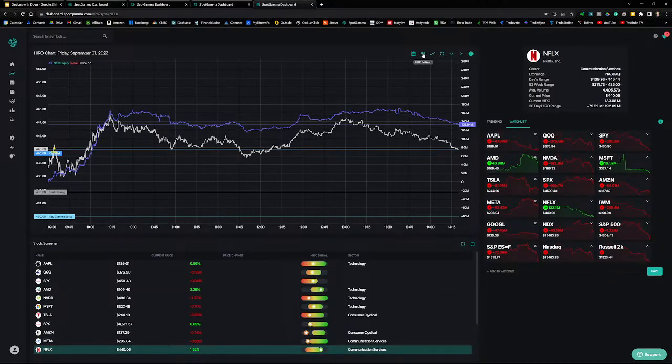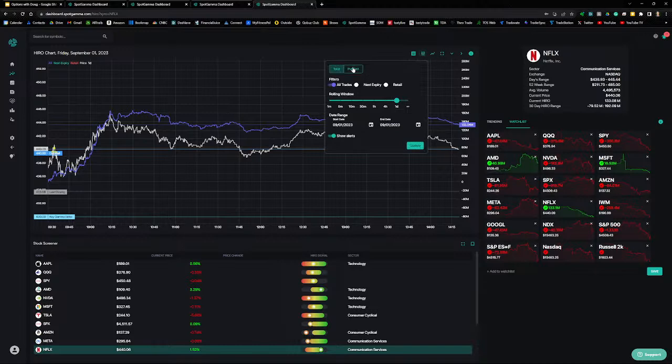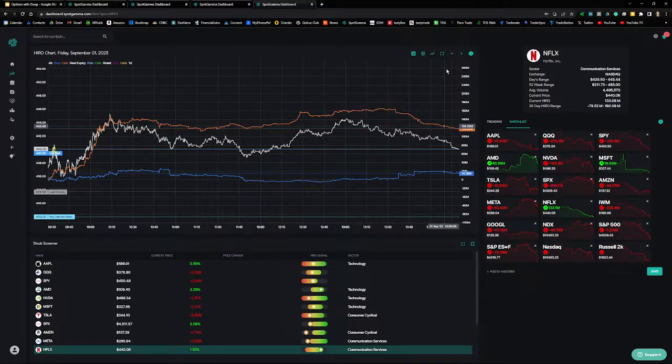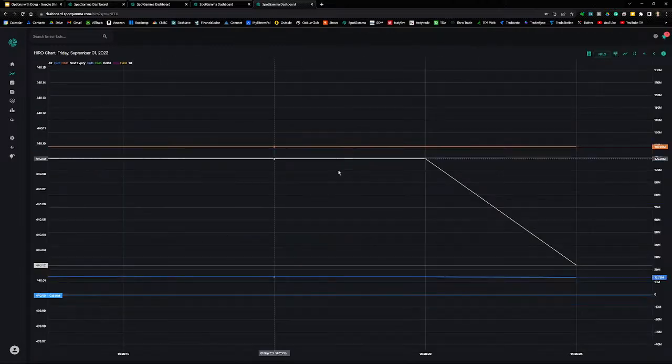And we'll see why the call gamma unwind did not work for Netflix. Traders are buying calls. Let's zoom in on this.